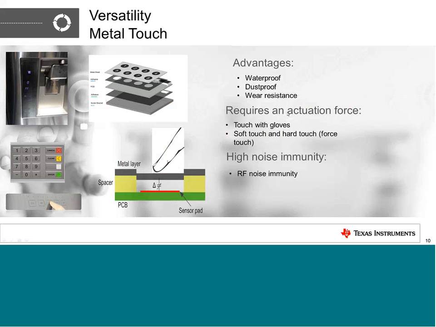Big advantages of metal touch because you're actually pushing it. It basically requires an actuation force, so it helps you with working through gloves and also the ability to do force touch. So you can have multiple levels of force detected by the metal touch panel. And of course, the advantages are this is a completely sealed design, so it's waterproof, dustproof, and very, very resistant, and allows you to do very, very elegant user interfaces.